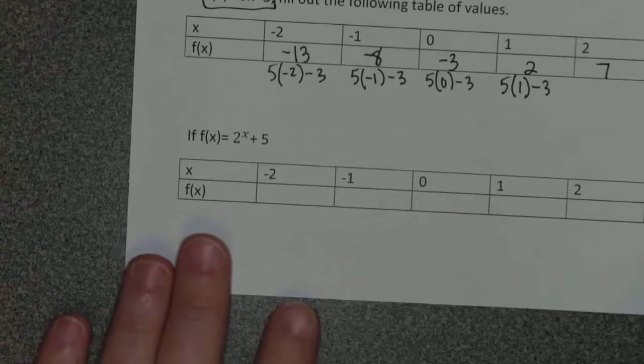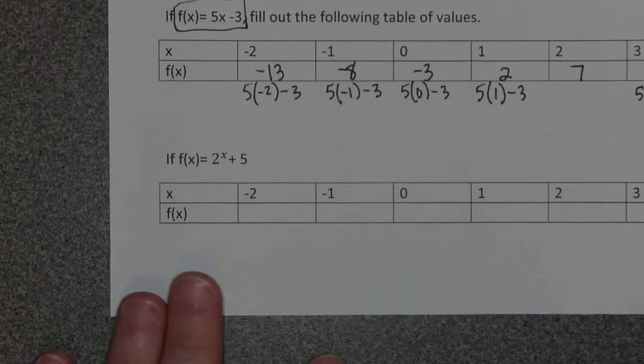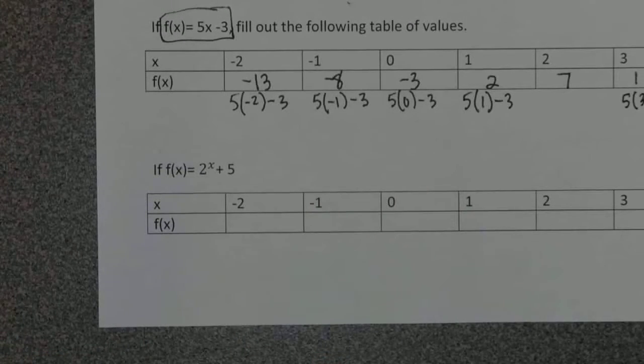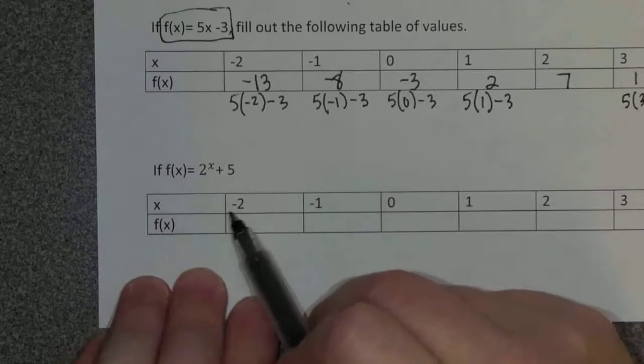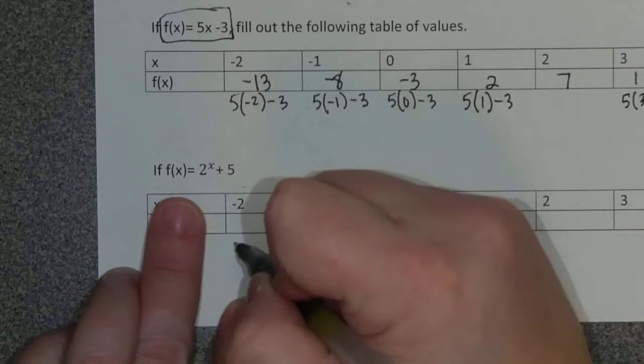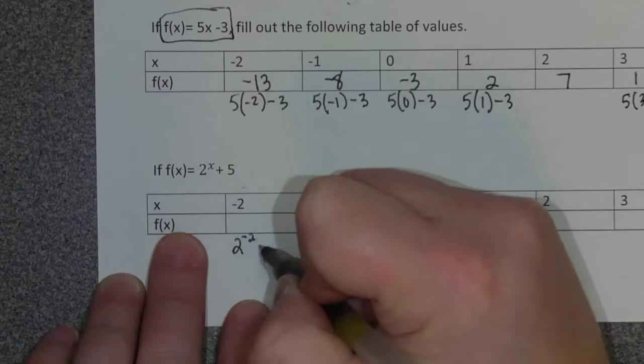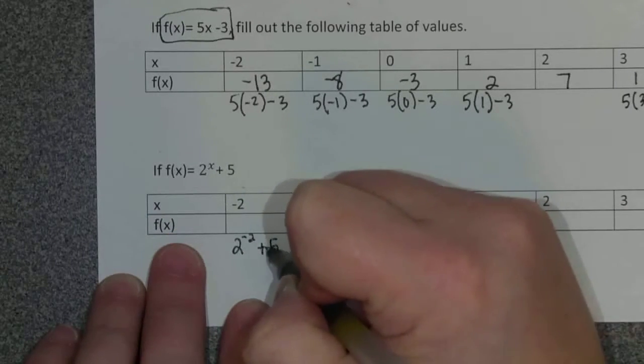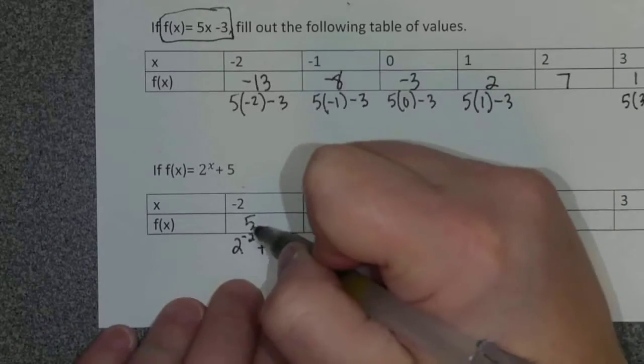All right, this next one is an exponential graph. It's going to be really hard to see a pattern in this because exponential things grow exponentially fast. But let's just substitute these in and make sure we know how it works again. These again are my x values. So I would have 2 to the negative 2 power plus 5. It's 5.25? It is 5.25.